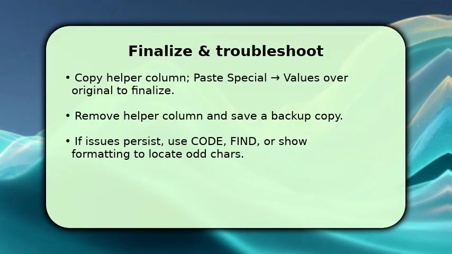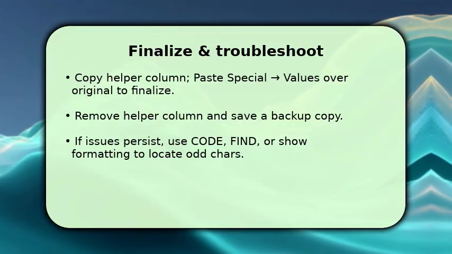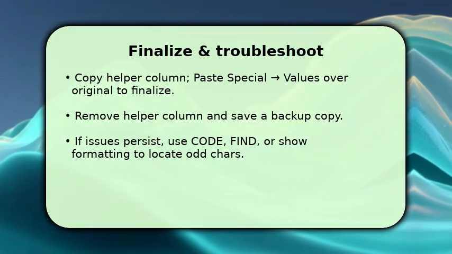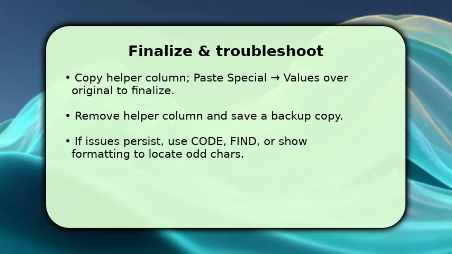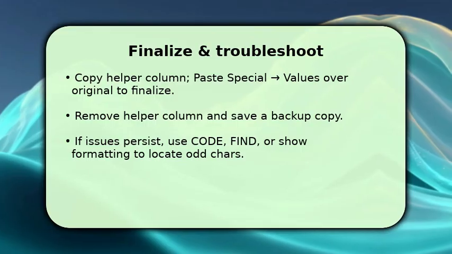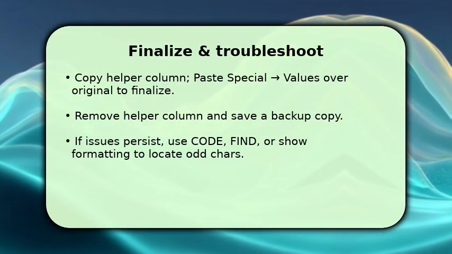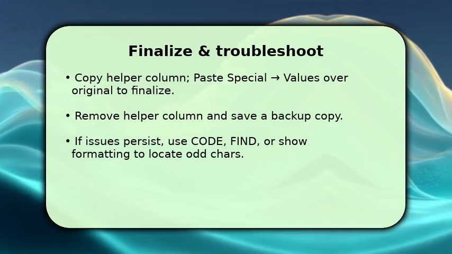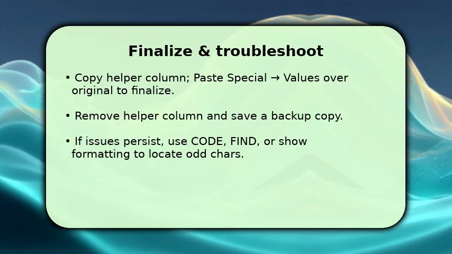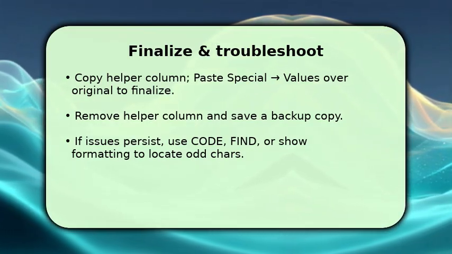If some rows still look wrong, inspect with CODE and FIND to reveal unexpected characters or display lengths with LEN to spot mismatches. Non-printable characters often require additional SUBSTITUTE targets. This troubleshooting step ensures complete removal of trailing and hidden spaces, so formulas and lookups work reliably.